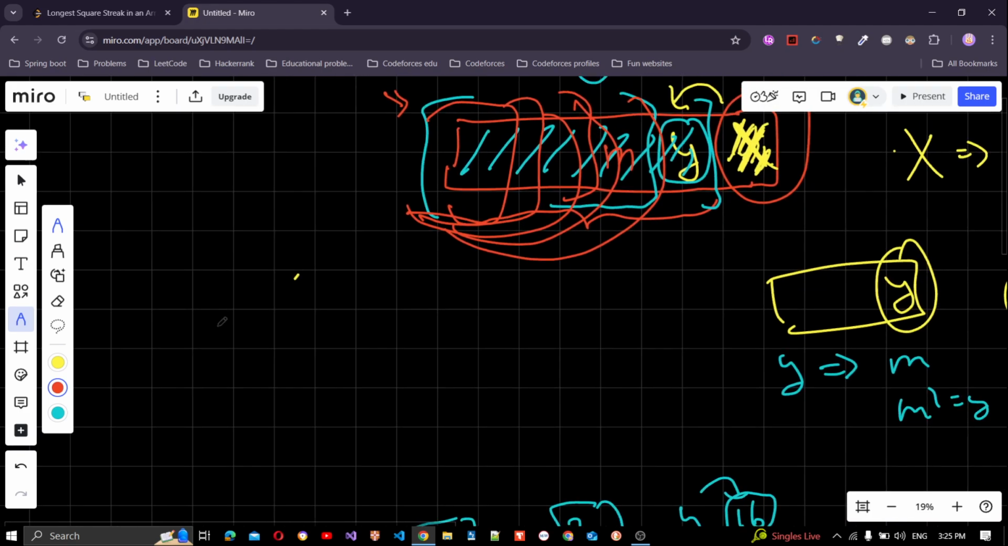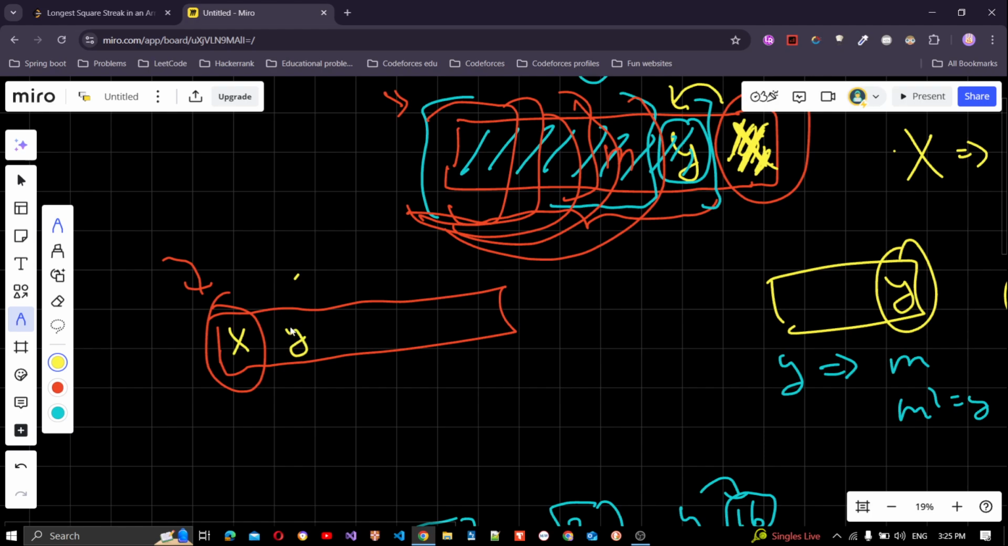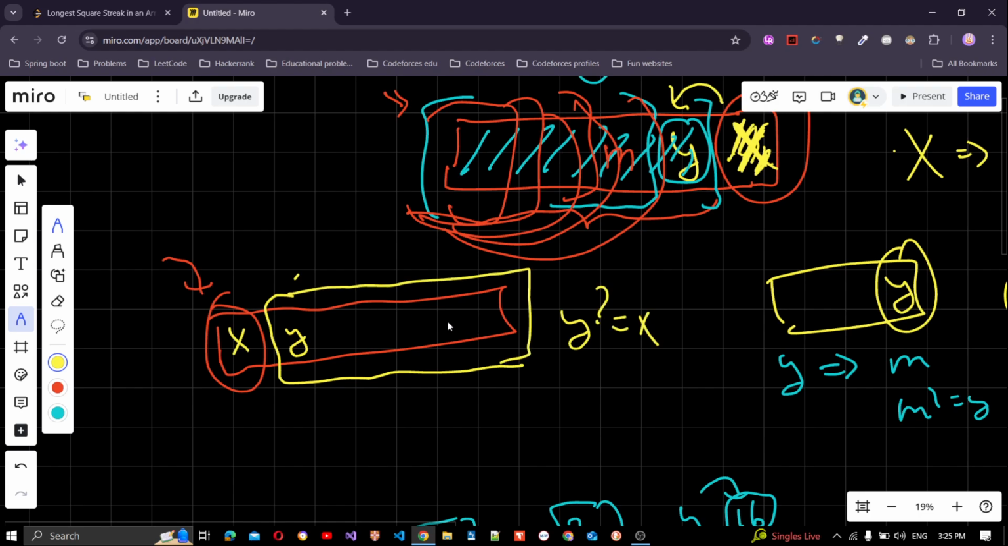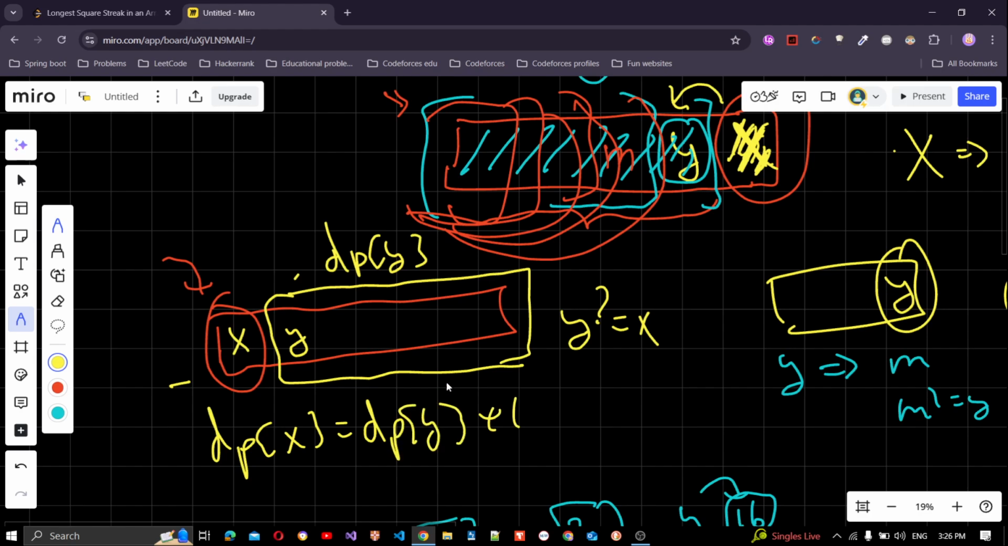The other perspective is, if you have this value here, you can say, okay, this is the beginning of a sequence. This number here, let's say it was x, then we have to find y such that y squared is x. So let's find the length of this sequence. If we store this as dp of y, then dp of x would be dp of y plus 1. So that would be all.